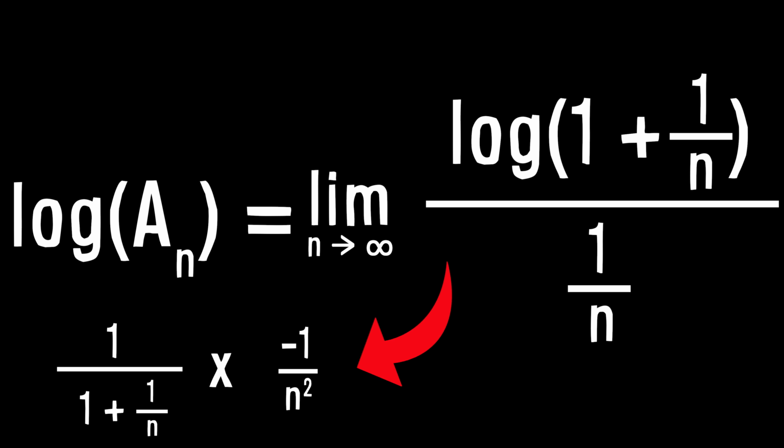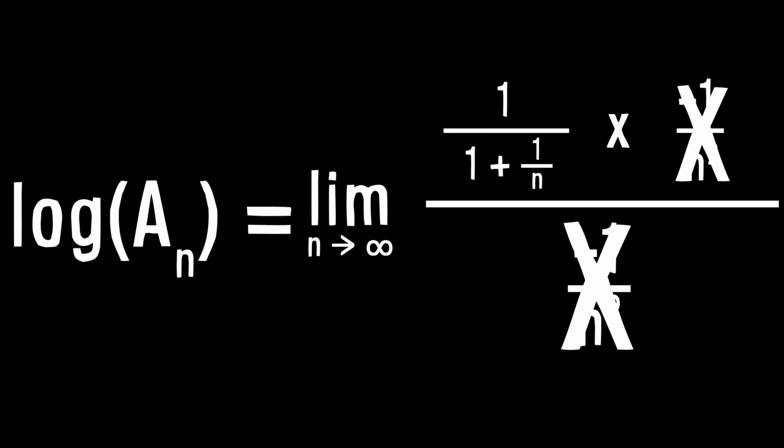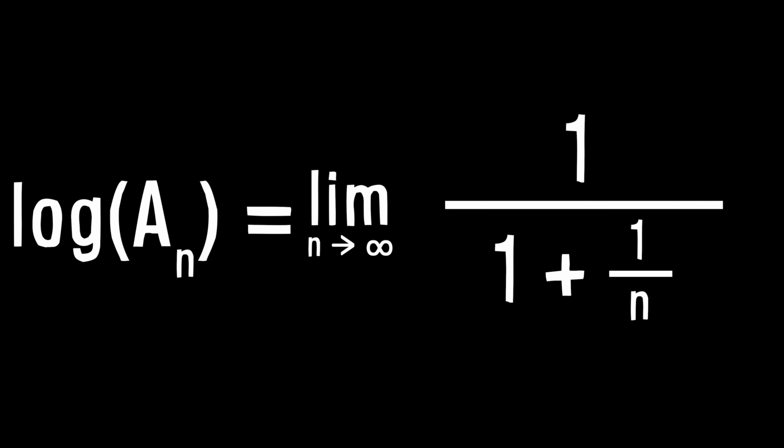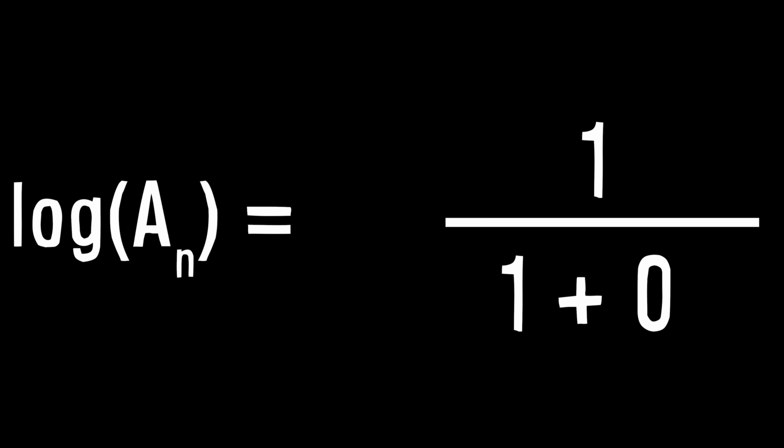So this is our numerator, and for our denominator, we just need to differentiate 1 over n, which is equal to negative 1 over n squared. Easy peasy. And, oh look, the negative 1 over n squared can be cancelled out. So now this is all we're left with. 1 over n as n approaches infinity is equal to 0. So as n approaches infinity, log a will be equal to 1 over 1, which just equals 1.